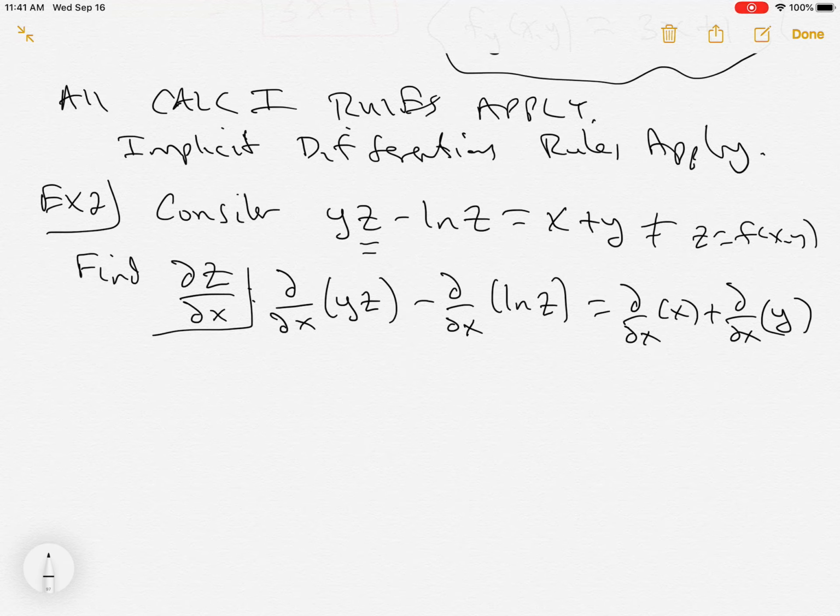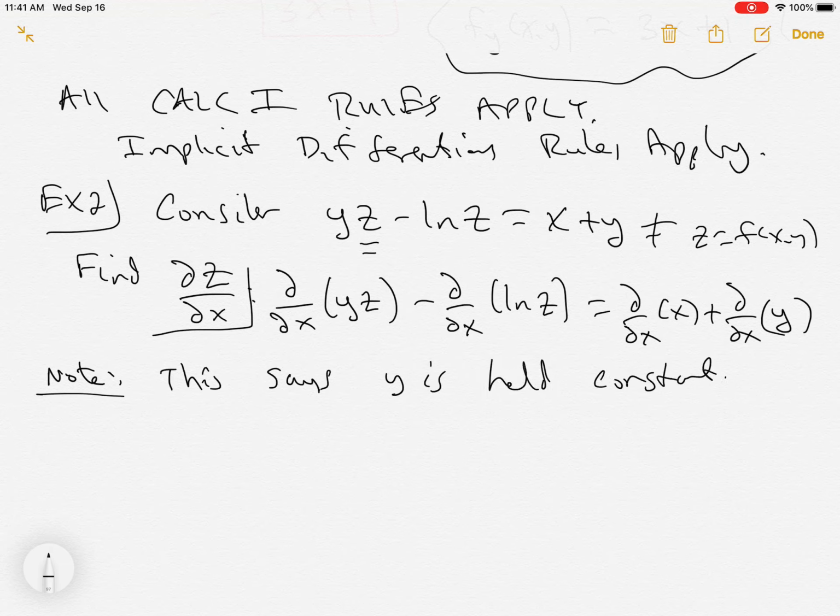Okay, now note this says y is held constant. Why? Because we're taking the derivative with respect to x. And that says y is held constant. And z, so that means we assume z is a function of x in our implicit. Okay. All right, let's do this.